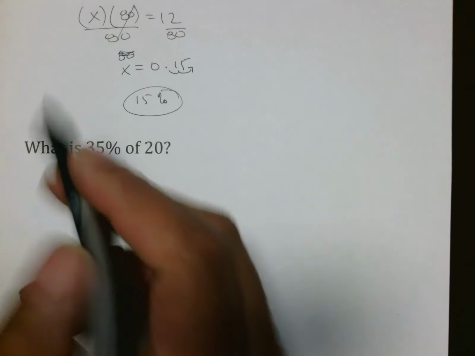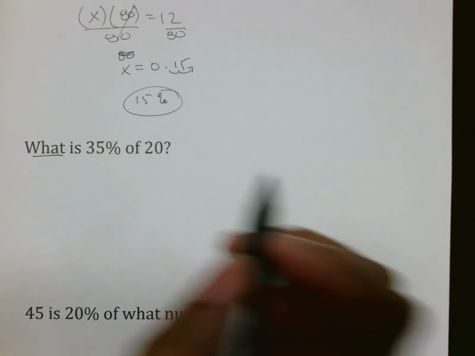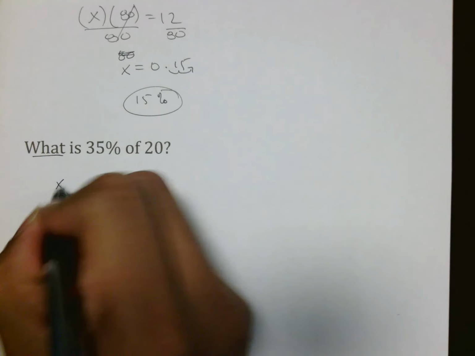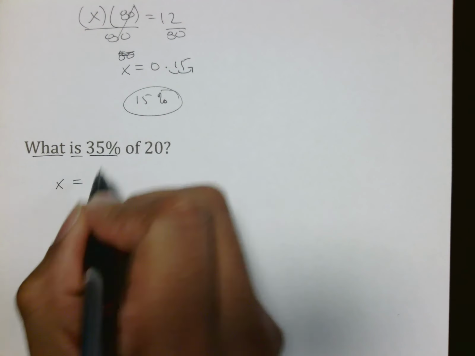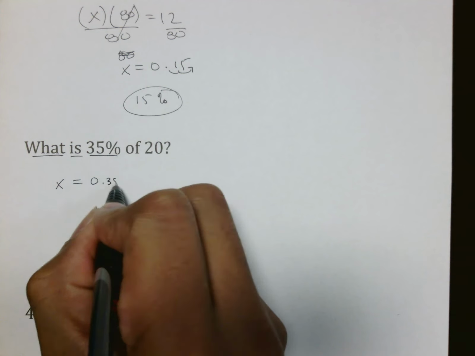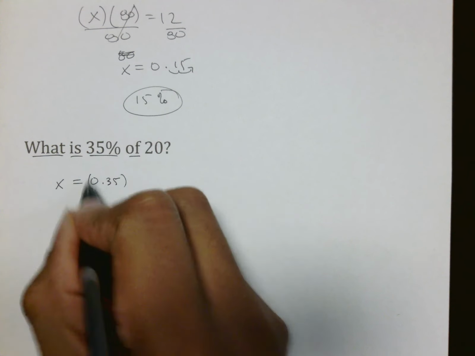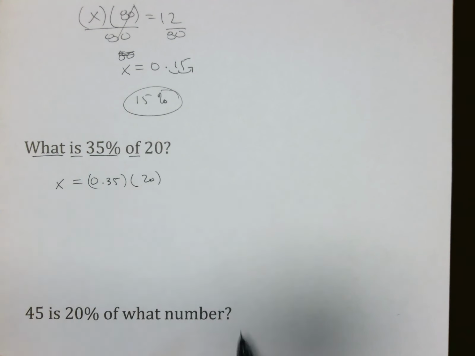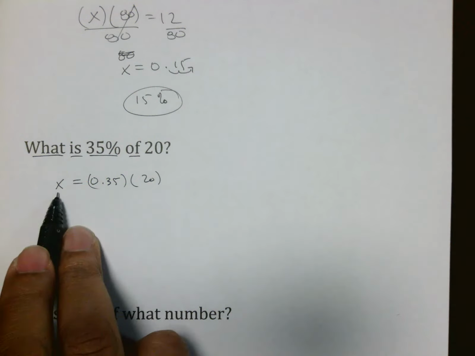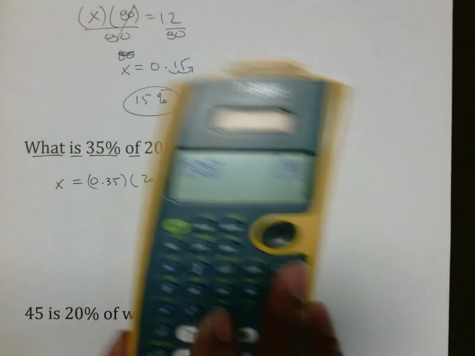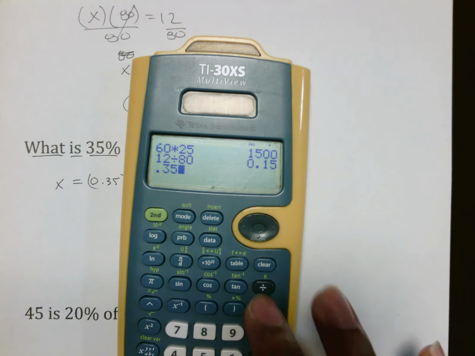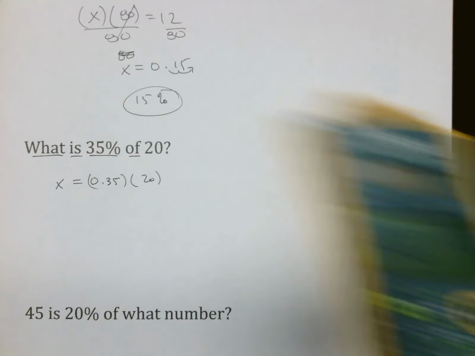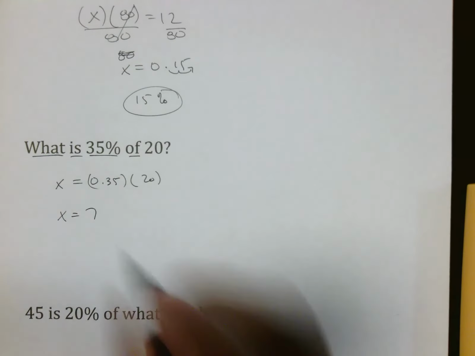The second one, again, every word translates. It's almost like everything can be recycled. What turns into x, is turns into equals. 35% we must write as 0.35, of means multiply, 20. Notice here, x is already by itself. All we have to do is 0.35 times 20, which is 7. And that's all.